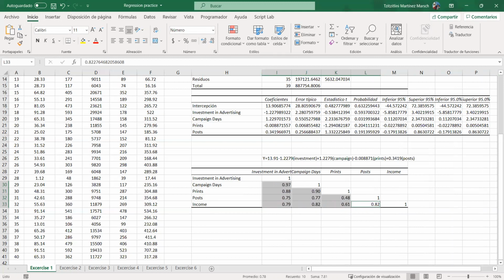So step one when we're doing this, and this is trying to predict our income from the investment in advertising, the days in campaign, the number of prints, okay? Using this correlation to try to see which one has the biggest influence. So what we're going to do is observe variable y. This is variable y right here, okay? And select those variables with the highest influence on it. How do I know? They have to be greater than 0.75. And so greater than 0.75 are these three, okay?